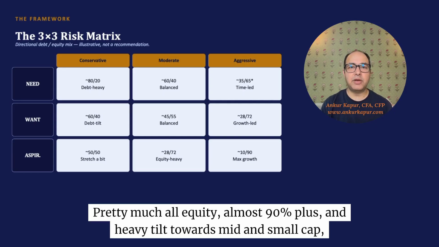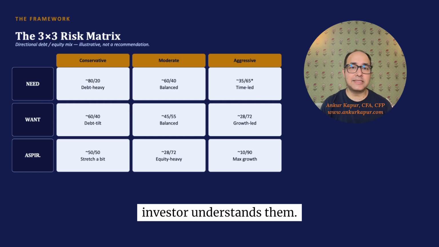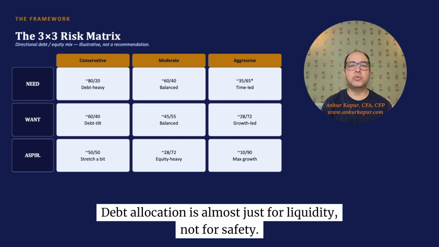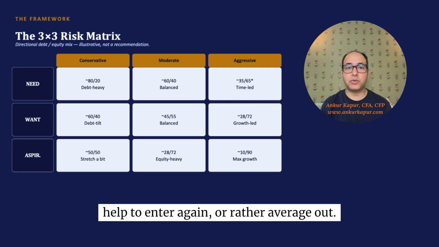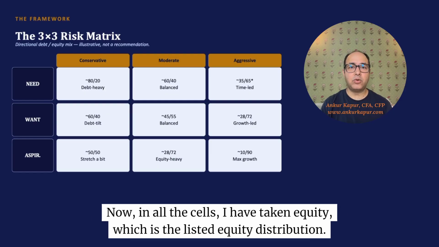investor profile. Pretty much all equity, almost 90% plus, and a heavy tilt towards mid and small cap, with satellite positions in thematic, international, even alternate assets if the investor understands them. Debt allocation is almost just for liquidity, not for safety, maybe even an opportunistic allocation. If the market falls, the debt allocation will help to enter again, or rather average out. This bucket is where you let your conviction and time do the compounding.